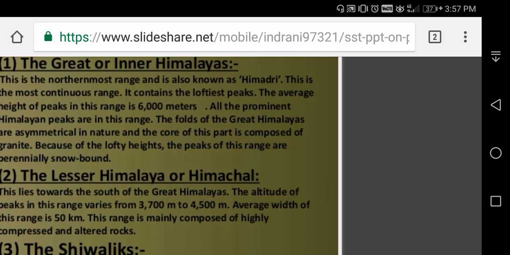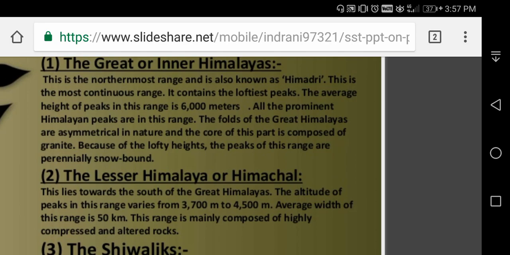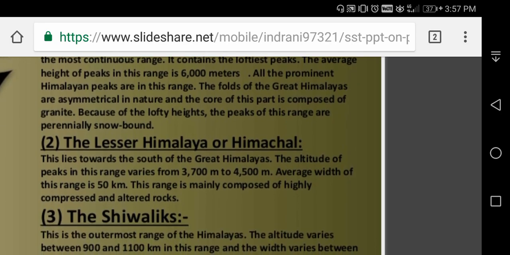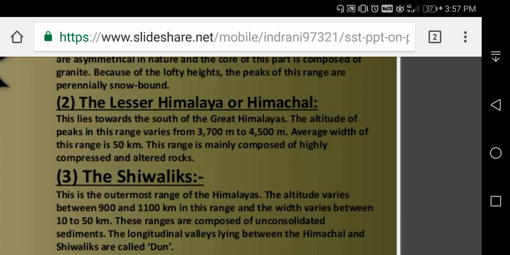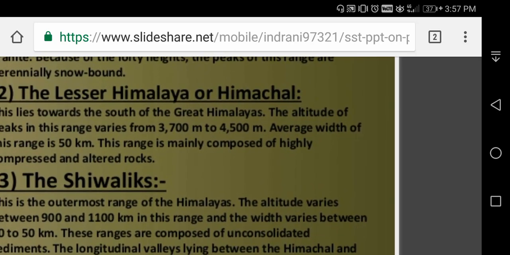Because of the lofty heights, the peaks of this range are perennially snow bound. Okay, very high range. Because of that you can see that it is snow covered. At higher altitude, you can see that the temperature is very low. Okay, the topmost northernmost range of the Himalaya is known as Himadri or Greater Himalayas. High mountains are there. According to the name also it is easy to understand, Great Himalayas, maximum higher mountains are present there.